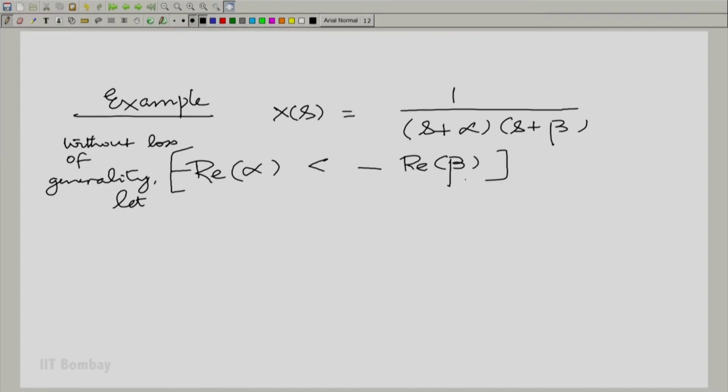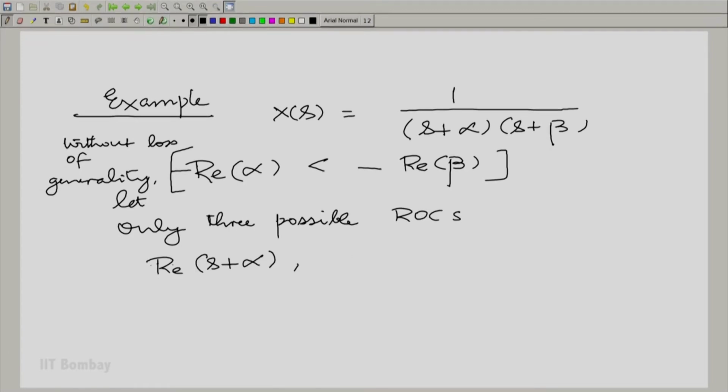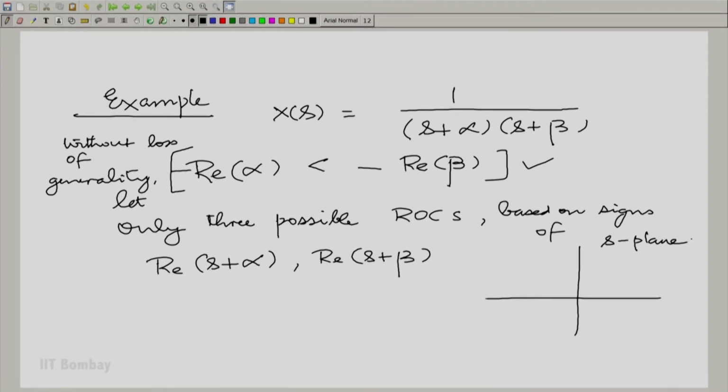How do you deal with this kind of an expression, whatever be the regions of convergence? In fact, there are only 3 possible regions of convergence here. And they are based upon real part of s plus alpha and real part of s plus beta. So, given this condition, minus real part of alpha is less than minus real part of beta. So, in the S plane, we are talking about a situation like this. This is the S plane. You might have minus real part of alpha somewhere here, let us say, and minus real part of beta somewhere here.